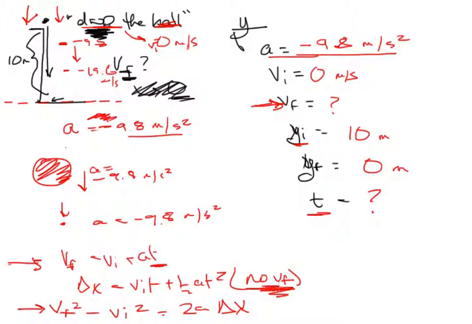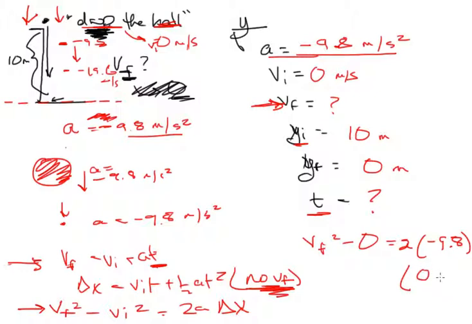You have to say, well, this one has no V final. This one, you have to see, do you have all the variables? Oh, I don't have time. Okay, then I'm going to go down here. So V final squared minus the initial velocity, which is 0, equals 2 times negative 9.8, and then delta x, you're going from final minus initial, right?